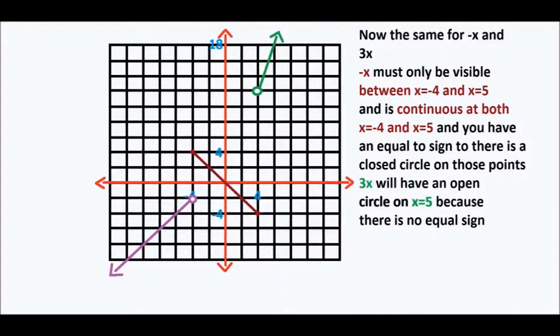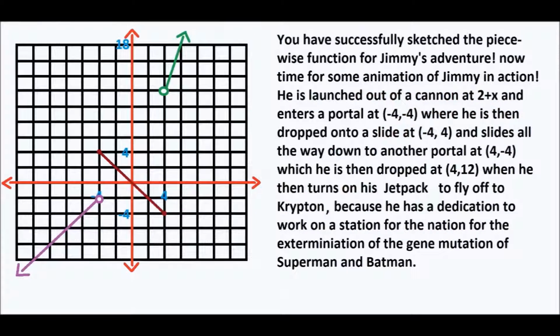Negative x must only be visible between x equals negative 4 and x equals 5, and is continuous at both x equals negative 4 and x equals 5. And you have an equal to sign, so there is a closed circle on those points. 3x will have an open circle on x equals 5 because there is no equal sign. You have successfully sketched this piecewise function for Jimmy's adventure.